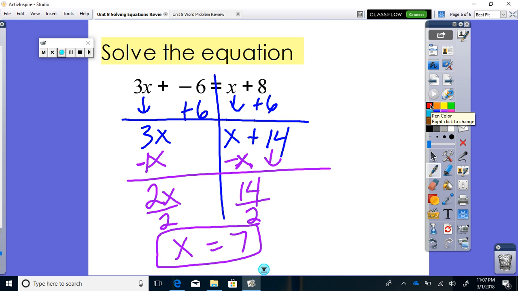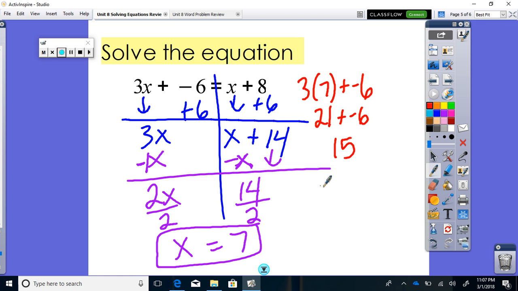I haven't checked my answer in a while, but remember you always can go back and check it. 3x means 3 times x. So that's going to be 21 plus -6, which will be 21 minus 6, 15. And then on the other side, I had x plus 8, so 7 plus 8, which also equals 15. So since those are equal, 7 is in fact our answer. So that was a good quick way to check to make sure that you got your answer correct.